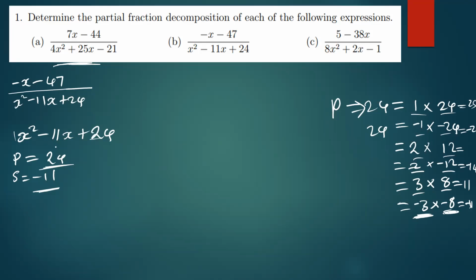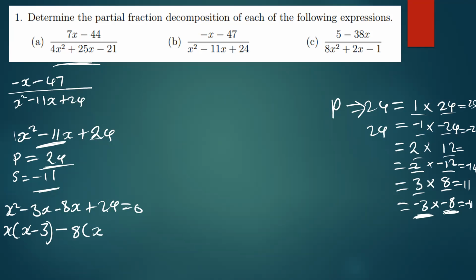So we plug in negative 3x and negative 8x in place of negative 11x. We have x squared minus 3x minus 8x plus 24 is equal to 0. From there, we factorize. x is common, so x into x squared gives x, then minus x into 3x gives 3. Then minus 8 is common: negative 8 into negative 8x gives x, and negative 8 into positive 24 gives negative 3. Then this is equal to 0.